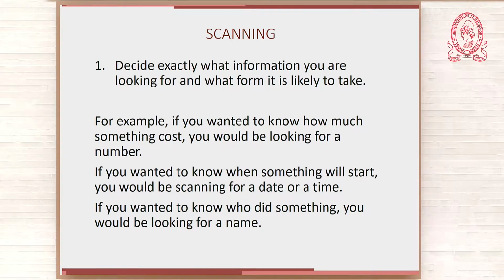Number 1, decide exactly what information you are looking for and what form it is likely to take. For example, if you wanted to know how much something cost, you would be looking for a number. You would be scanning for a date or a time if you wanted to know when something will start. Or you would be looking for a name if you wanted to know who did something.